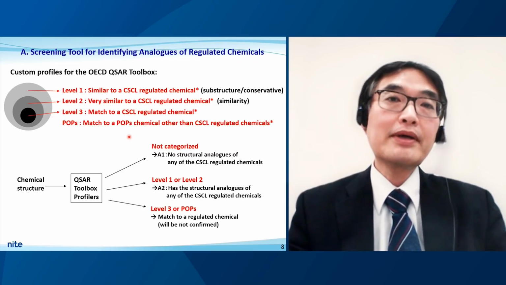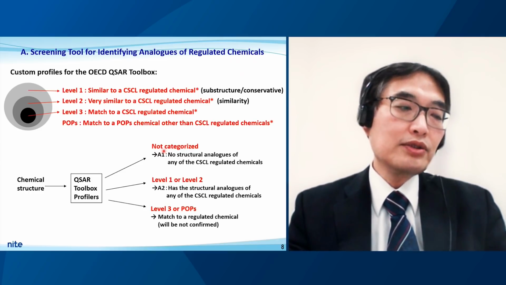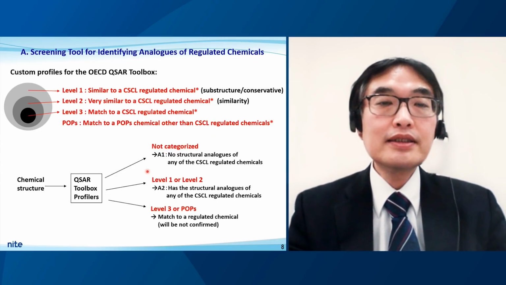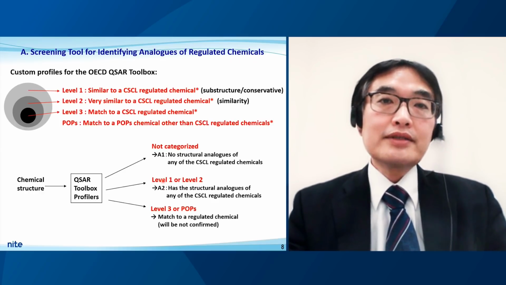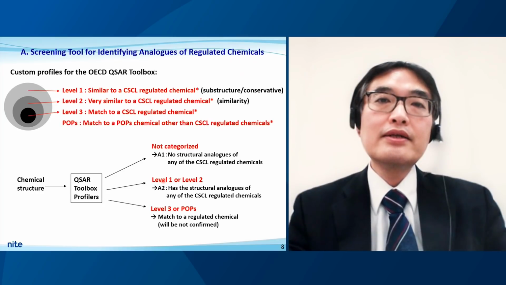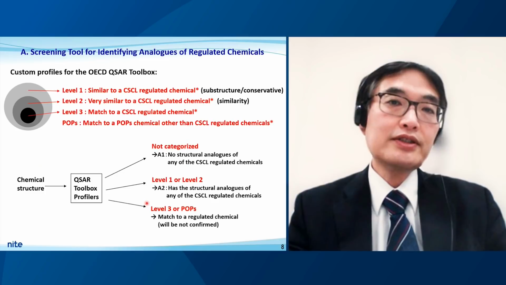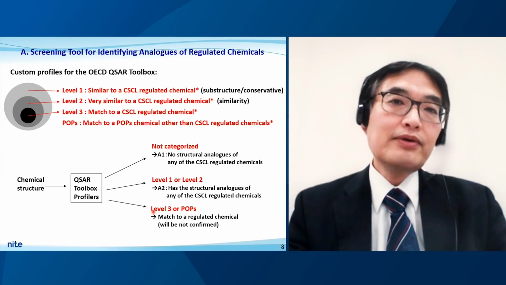The chemicals not categorized by any profilers means that they have no structural analogs among the CSCL-regulated chemicals. The chemicals categorized by level 1 or level 2 profilers means that they have structural analogs of the CSCL-regulated chemicals. And the chemicals categorized by level 3 or POPs profilers means that they match our regulated chemicals. These chemicals will not be confirmed.